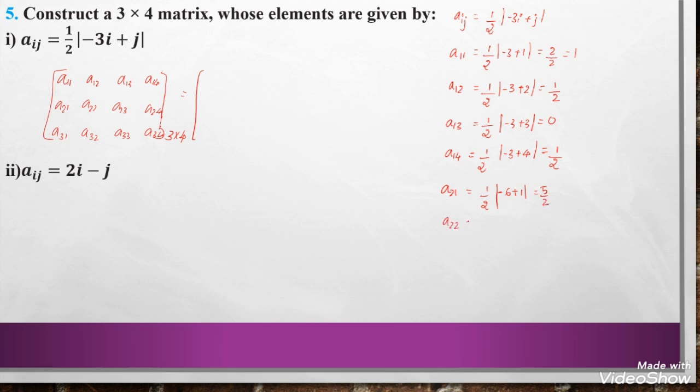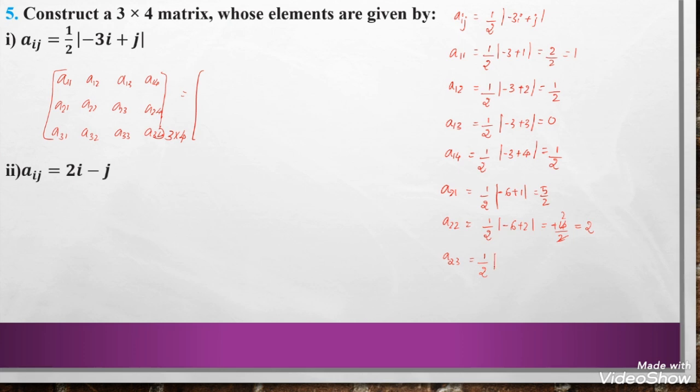A22: 1 by 2, minus 2 into minus 3, that is minus 6. Then plus 2, because j will be 2. Minus 6 plus 2 will be minus 4. There is a modulus function, that is plus 4 by 2. 4 by 2: 2 twos are 4, they get cancelled. It becomes 2. For the third element of the second row, 2 comma 3.